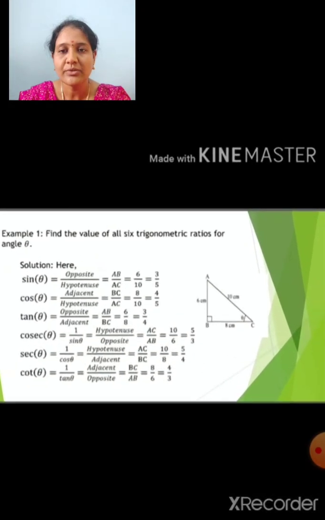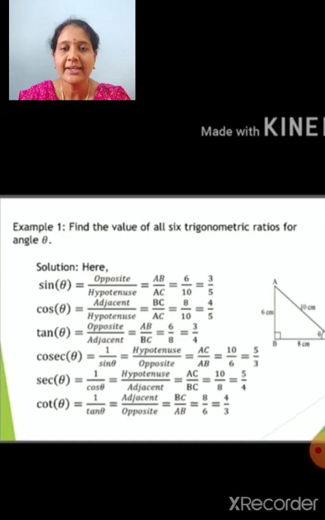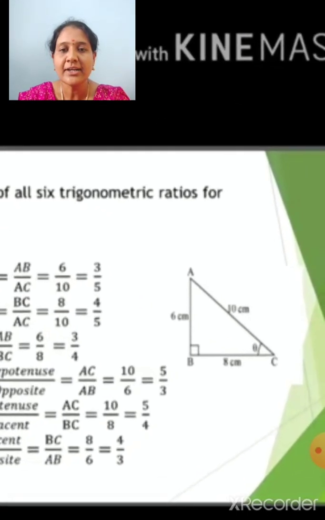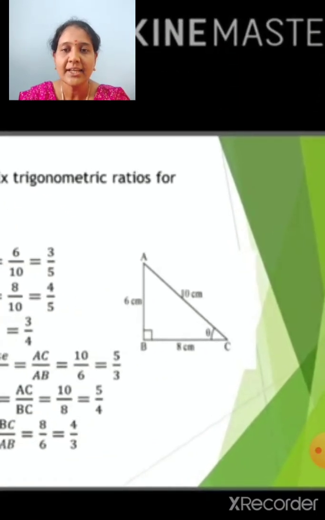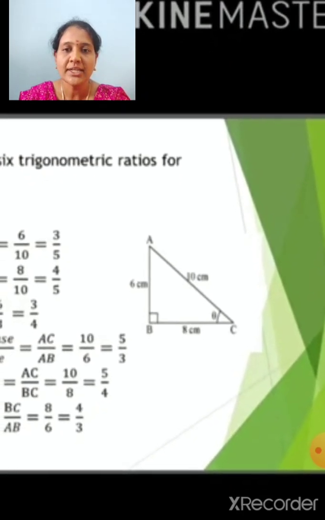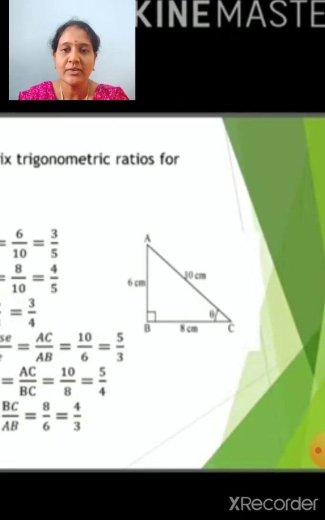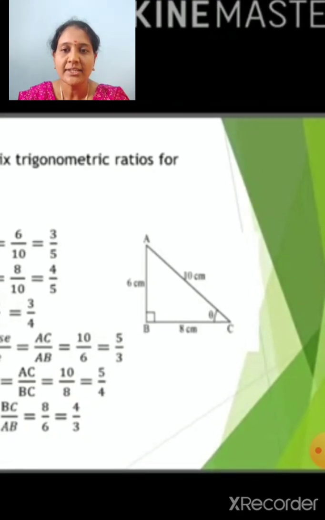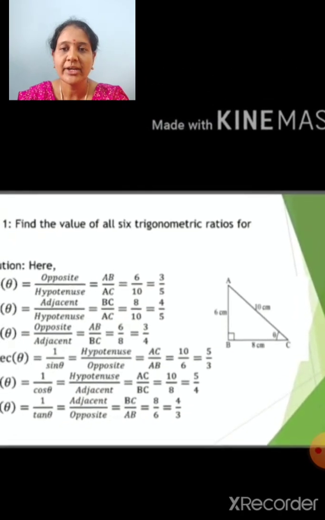Listen, observe it properly. Find the value of all 6 trigonometric ratios for the angle theta. In the adjacent figure, they have already given angle theta and the right angle. Which is the right angle? Angle B. And theta is given at C. Which is the opposite side of angle B? AC. That is called the hypotenuse. So finally, the hypotenuse value is 10, the opposite side is 6 and the adjacent side is 8. So based on that, we have to answer the 6 trigonometric ratios.